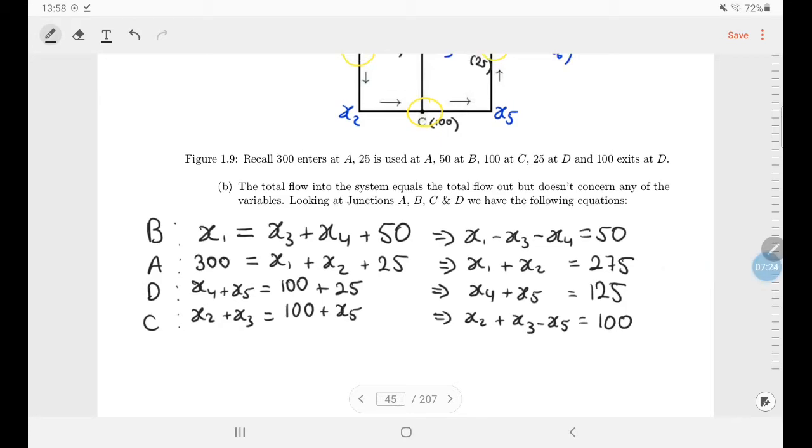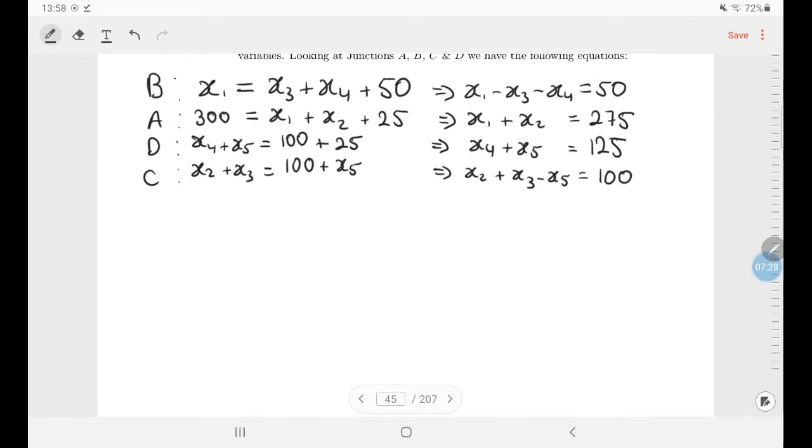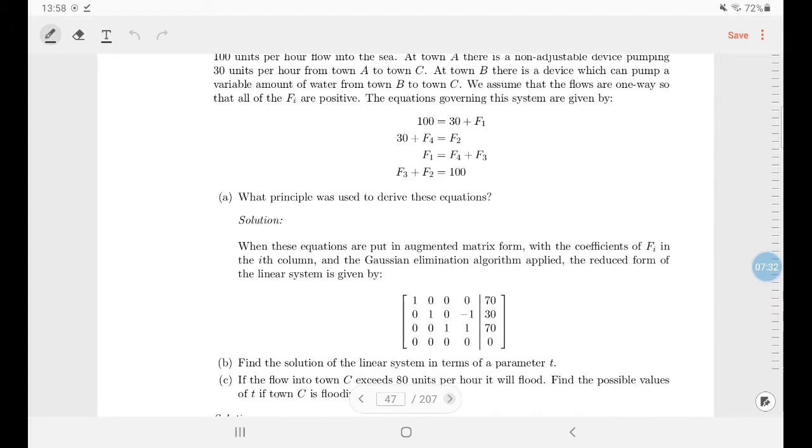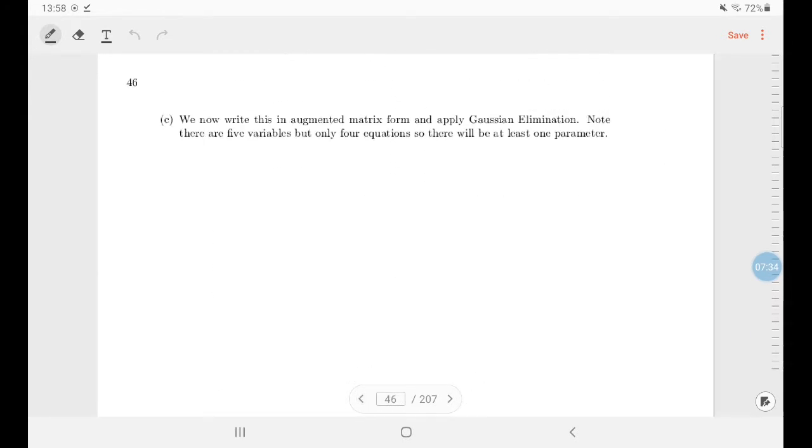So now on the next page, I'm going to put these into augmented form. I'm just going to put them into that order as they appear. Yeah, there's a lot of space there. Okay. So note there are 5 variables, only 4 equations, so there will be at least one parameter if there are solutions.